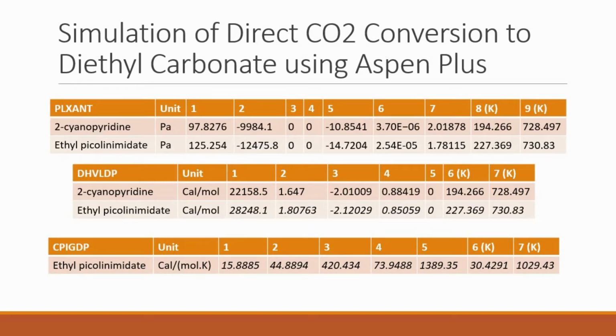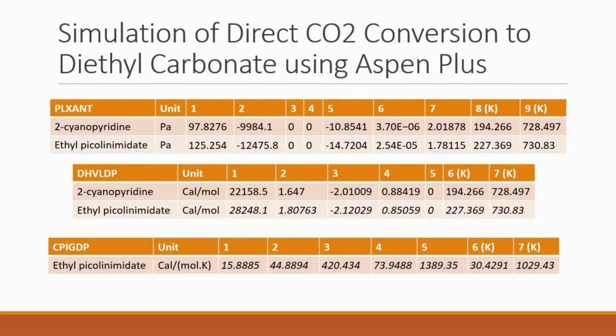DHVLDP stands for DIPPR heat of vaporization coefficients. It's a parameter block within Aspen Plus that houses specific coefficients used to calculate the enthalpy of vaporization for a pure substance. These coefficients are sourced from the DIPPR database, a comprehensive repository of thermophysical properties for pure substances.